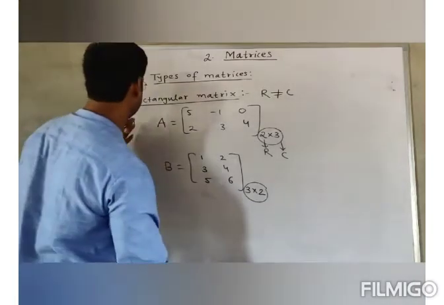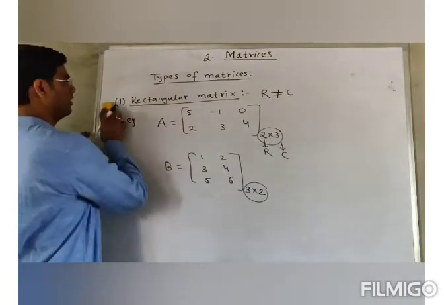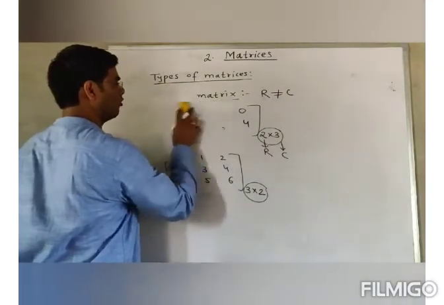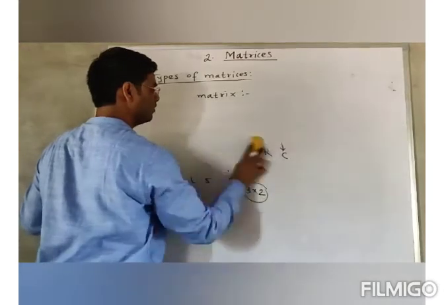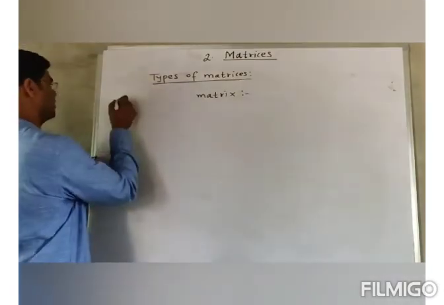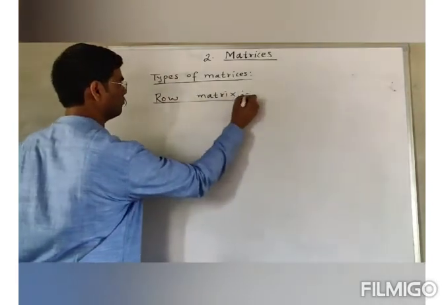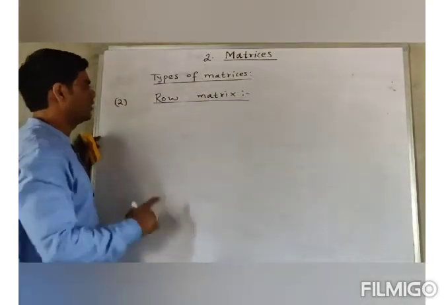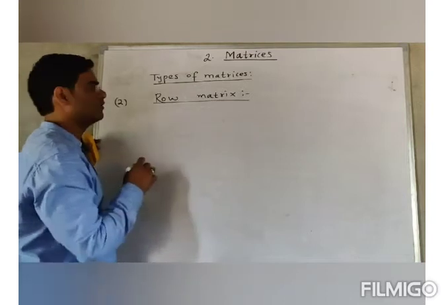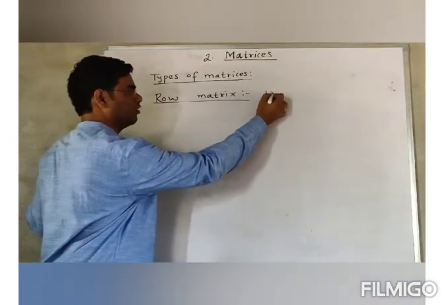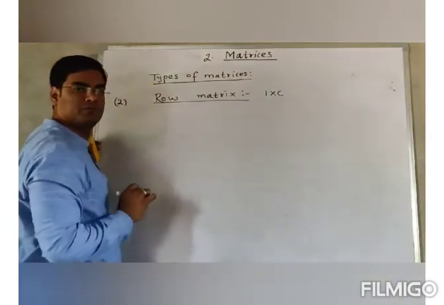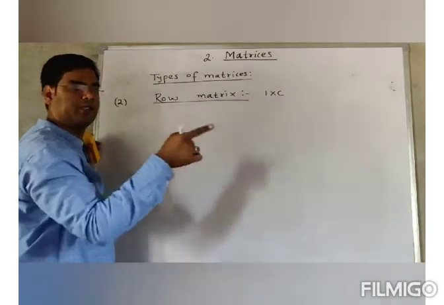Now let us define the next type of matrix. The next type of matrix is row matrix. Row matrix is a special case of rectangular matrix. What is a row matrix? Row matrix is a matrix which consists of only a single row and any number of columns.